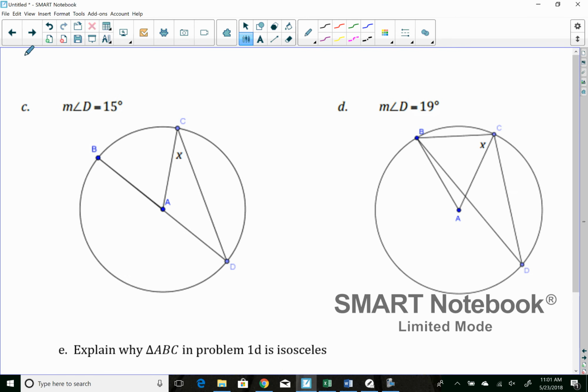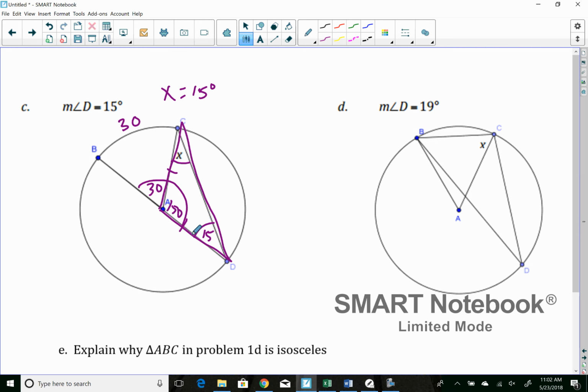For part C, it says angle D is 15. Even though this is created by a diameter, this angle D is still inscribed, meaning arc BC is 30, meaning angle BAC is 30. I also know that this angle 15 is a base angle of an isosceles triangle, because triangle ADC is isosceles again, so angle X is also 15. I can further prove that by saying that these two make 150, isosceles again, the whole thing. So everything kind of works together here.